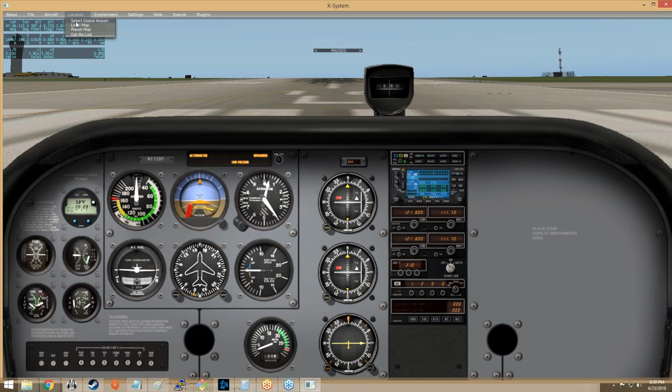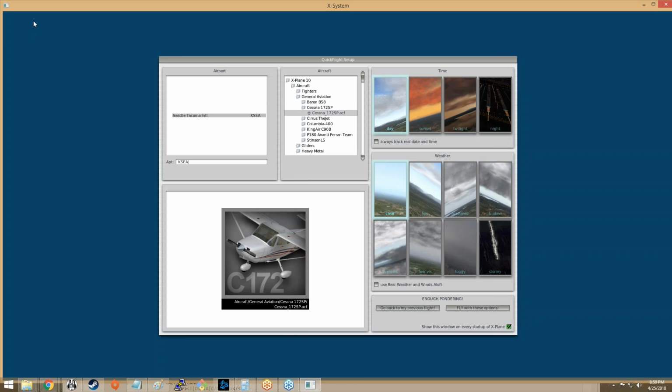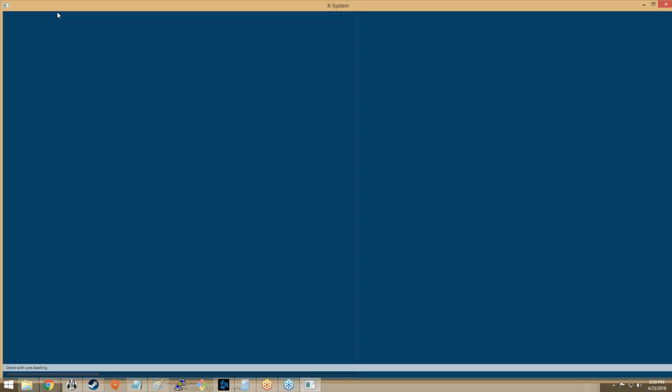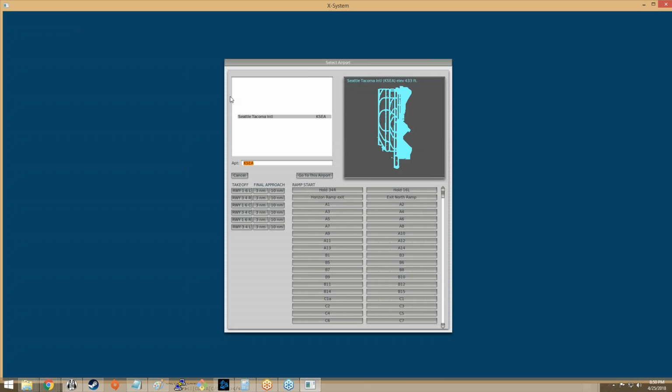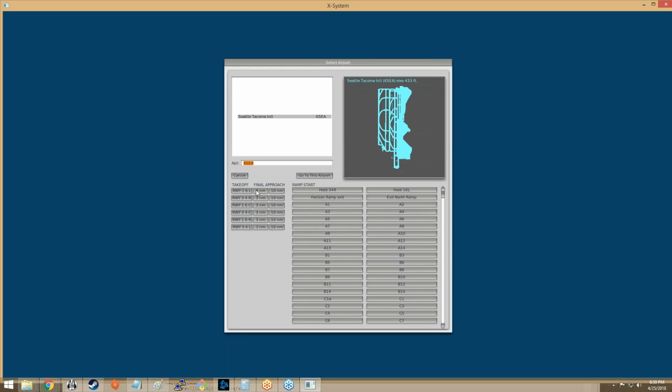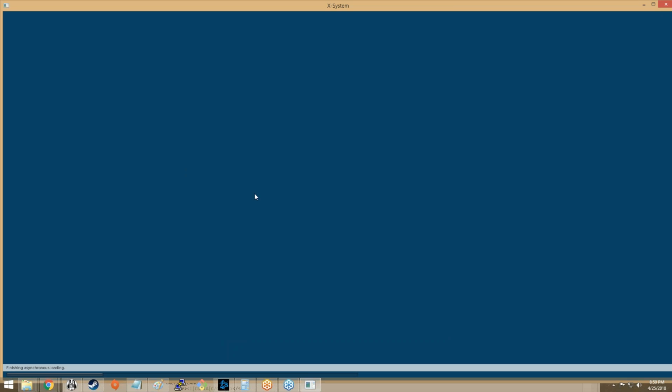And then location. Oh, wait, no, excuse me. Quick flight, nope. Go back to my previous slide. Local, nope. Here we go. All right, so 3 nautical miles away from runway 16. I'm assuming 16L. So we'll hit that. And then it's going to reload everything. Good.